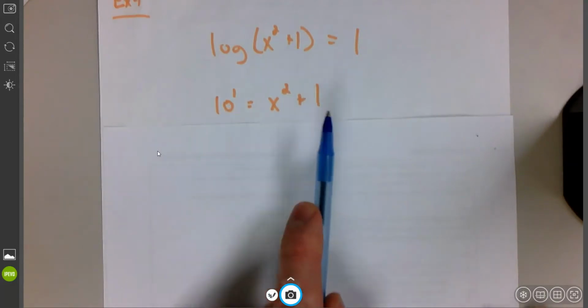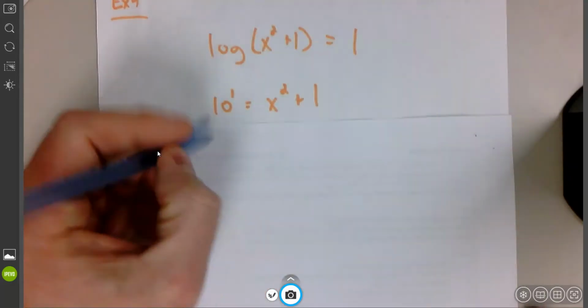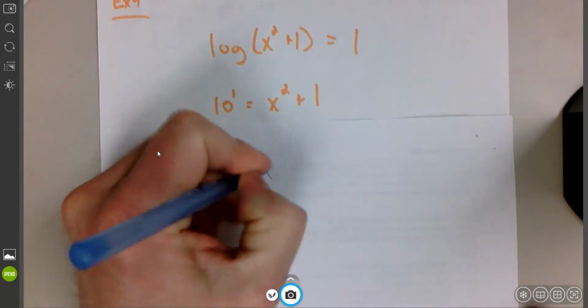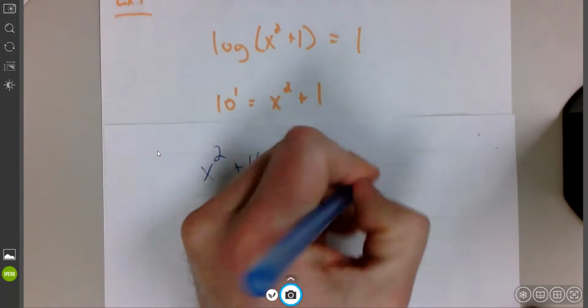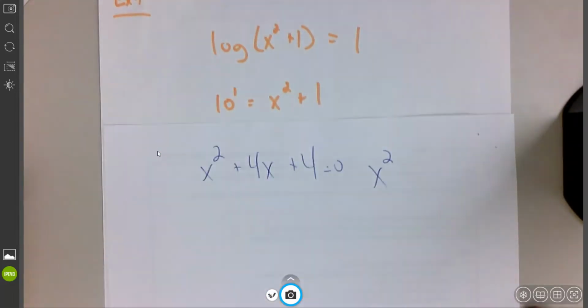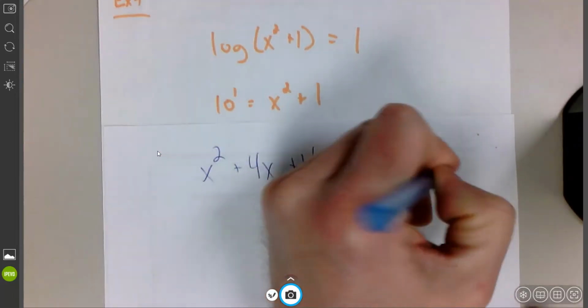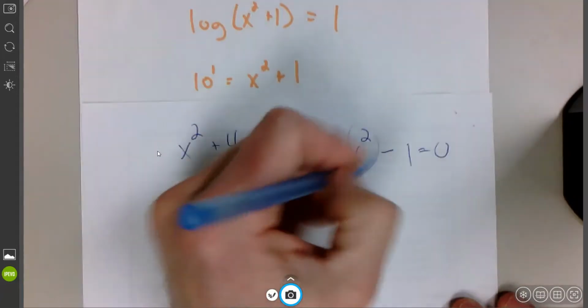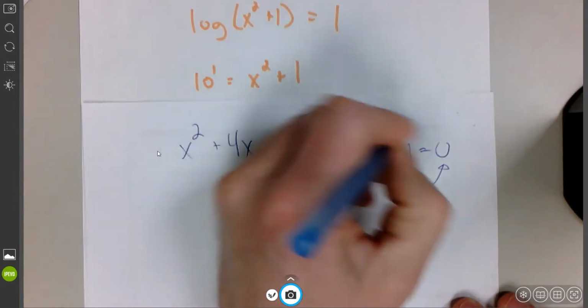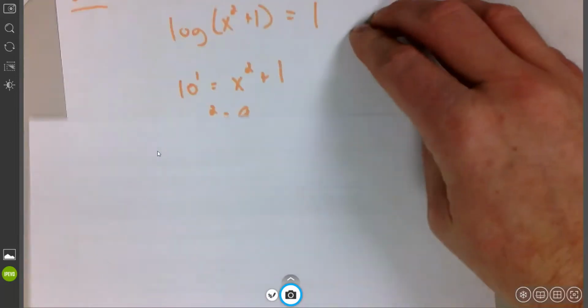You only need to factor when there's an x squared and an x. So x squared plus 4x plus 4, I would have to factor that thing. But if I just had x squared minus 1 equals 0, you don't need to factor that. You could, but I wouldn't need to factor. I can just add 1 and then take a square root. And that's kind of where we are here.